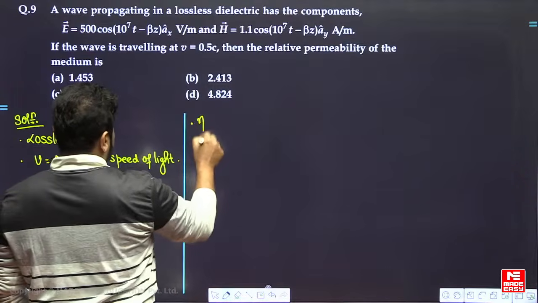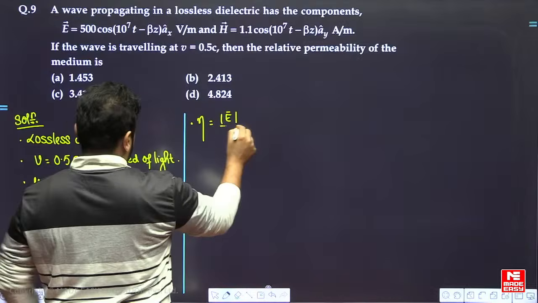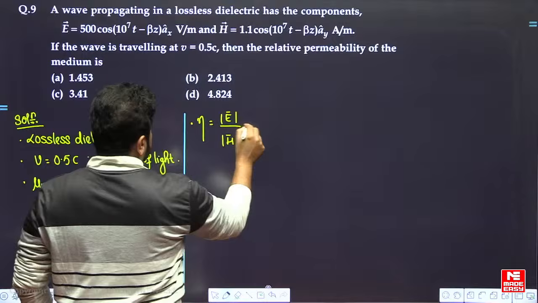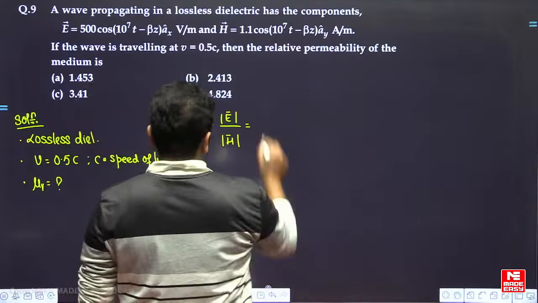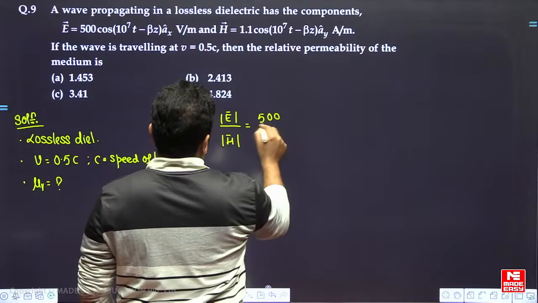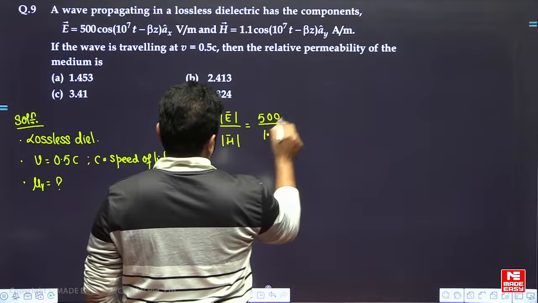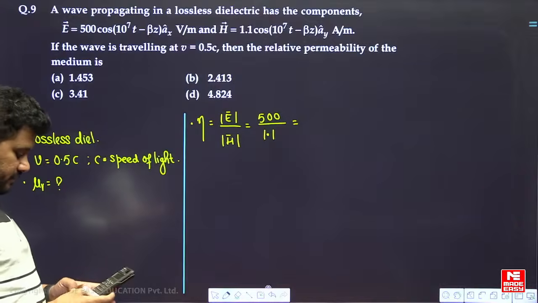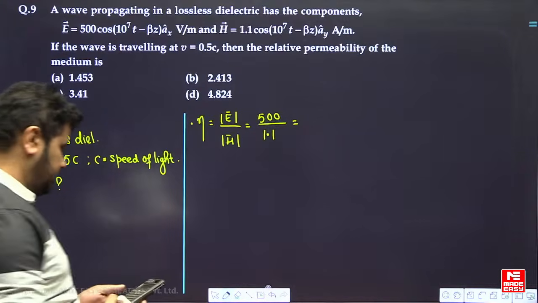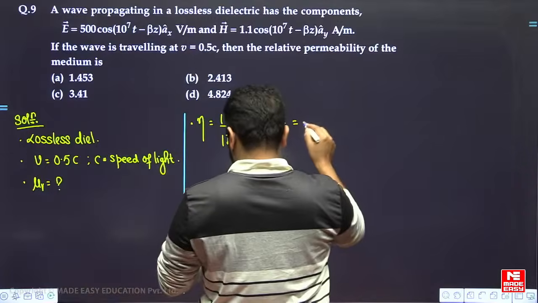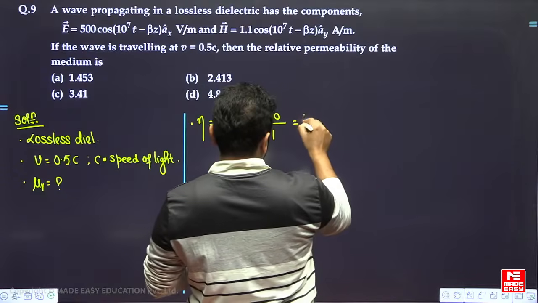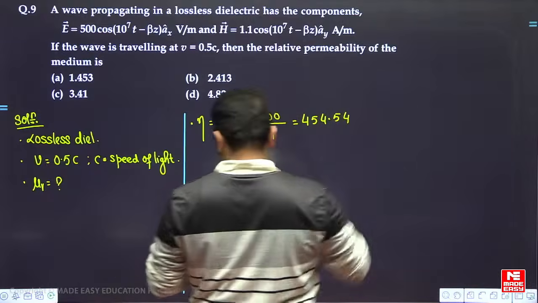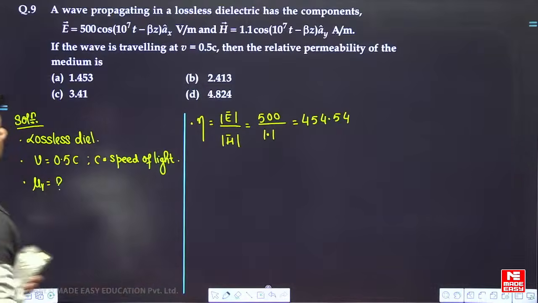We know that eta is equal to mod of E upon mod of H. So mod of E will be how much? This is 500, and mod of H is 1.1. So how much are we getting? 500 divided by 1.1, 454.54, correct. So 500 divided by 1.1.